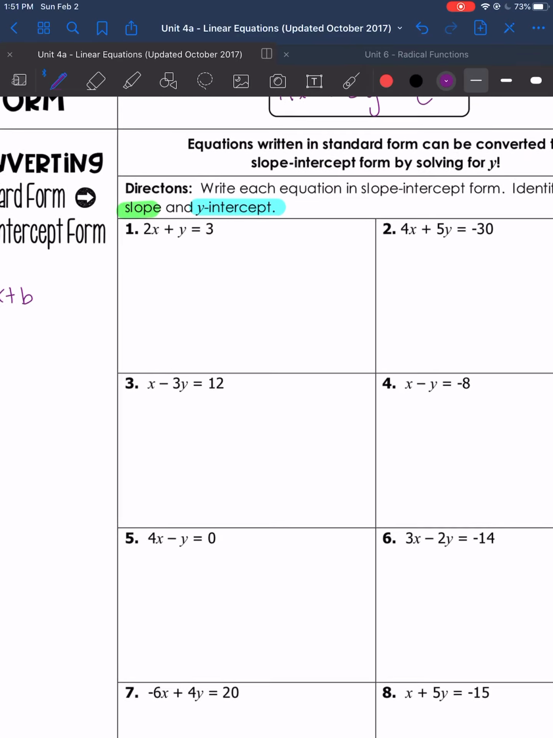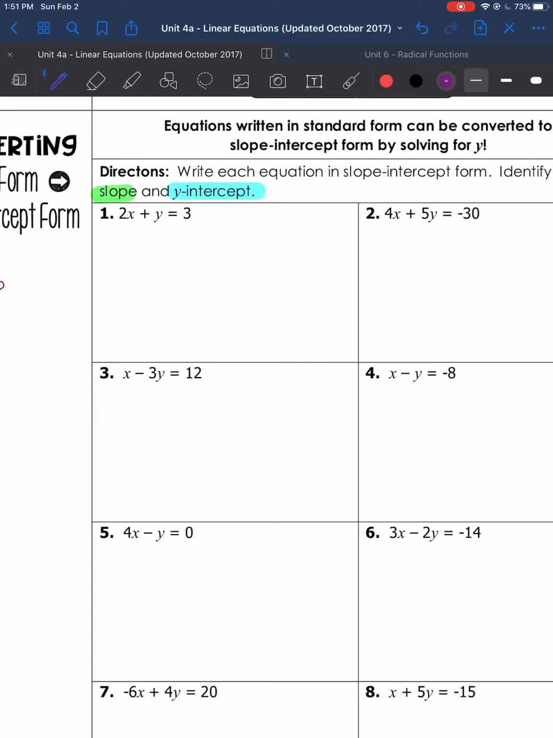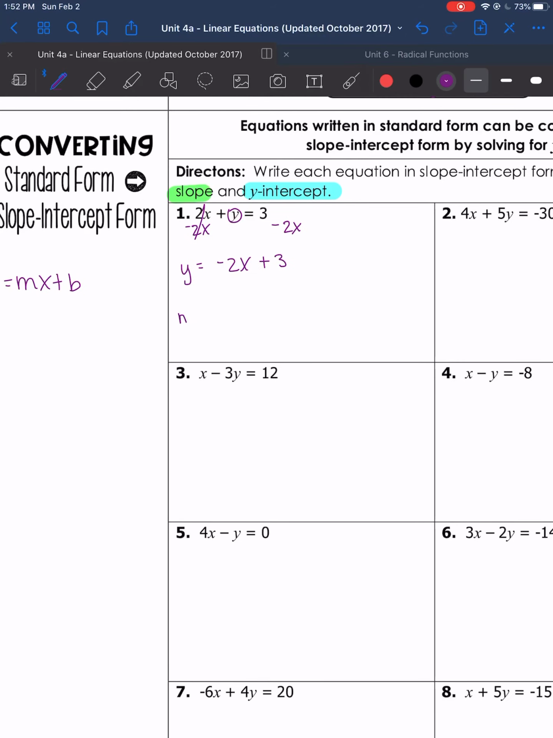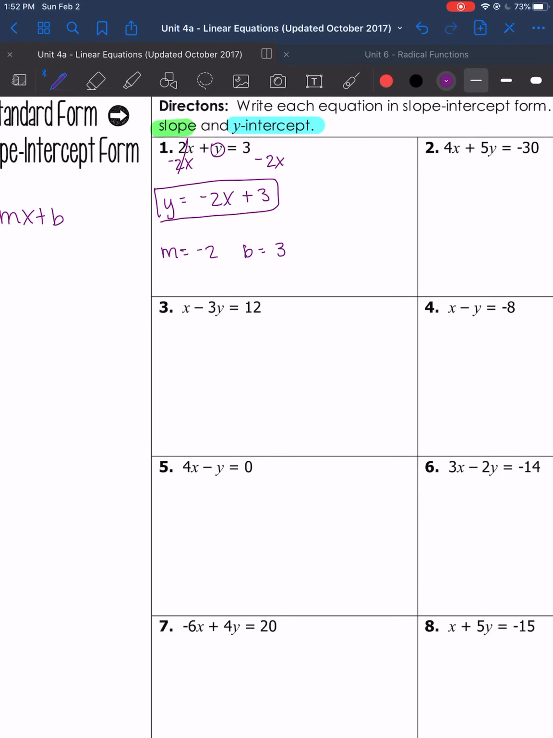So, to solve for y, well, here's y. So I'm going to subtract 2x from both sides. So I have y equals negative 2x plus 3. So I can write it in the slope-intercept form, which is that. So my slope, or my m, is going to be negative 2, and my b is going to be 3. So that one was pretty easy because there was no coefficient on the y. However, these next couple have coefficients, so we'll deal with those as we go along.